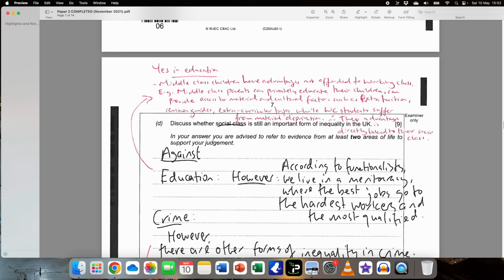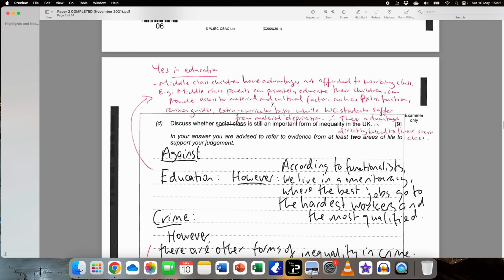Because it says discuss, you then say, however, the other side. According to functionalists, we live in a meritocracy where the best jobs go to the hardest workers and the most qualified. So the area of life, now please follow what I'm saying. The area of life that I've given is education. I have to say social class matters in education, and then no, it doesn't in education.